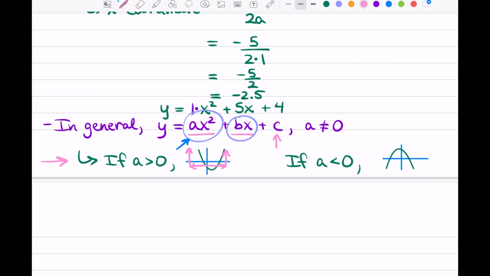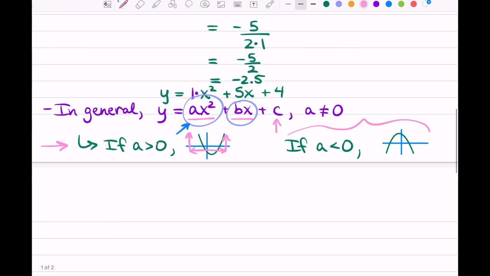Don't worry if that's a little confusing. Feel free to rewind this and maybe pause to think through it yourself, and see if you can apply this same thinking to our second scenario. If a is negative and x gets really big or really small, what happens to y? Alrighty, let's move on to some examples.